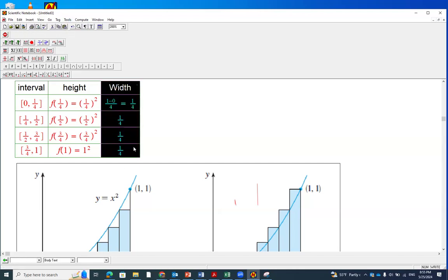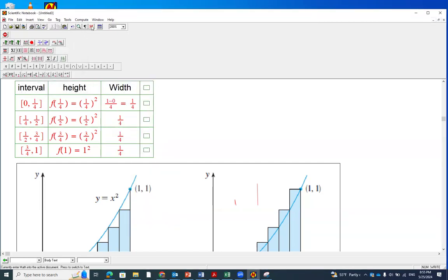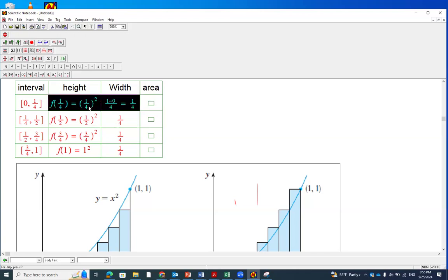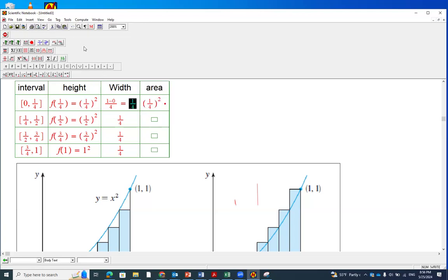And what is the area of these rectangles? We have 4 such areas, right? So the area is going to be the height multiplied by the width. Width is 1/4. And the second one is also the height multiplied by the width. We do this one by one.